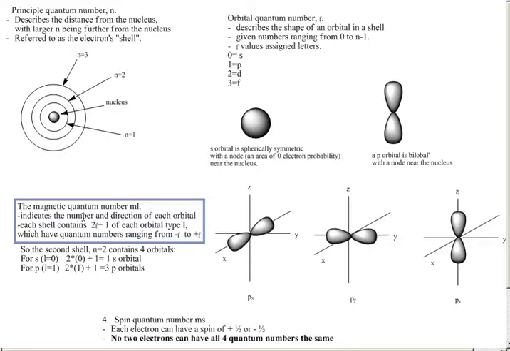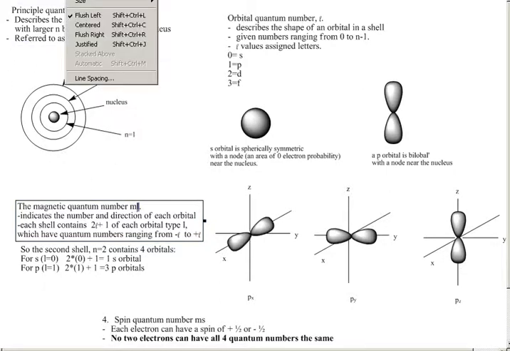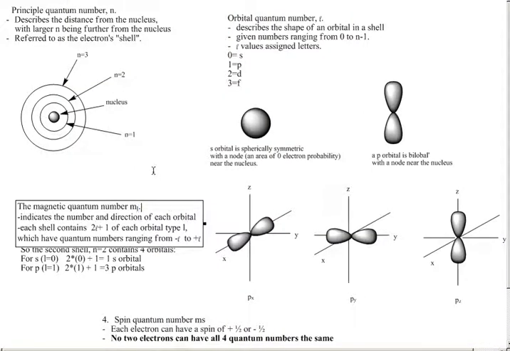The magnetic quantum number, this should be m sub L, so let me just make that a subscript. M sub L indicates the direction of each orbital. For instance, we said we have 3 p orbitals, one along each of the axes. So the m sub L, the magnetic quantum number, would indicate the direction of each of the 3 p orbitals. Since there are 5 d orbitals, there would be 5 magnetic quantum numbers corresponding to the d orbitals, and 1 for the s, since there's only one s orbital.